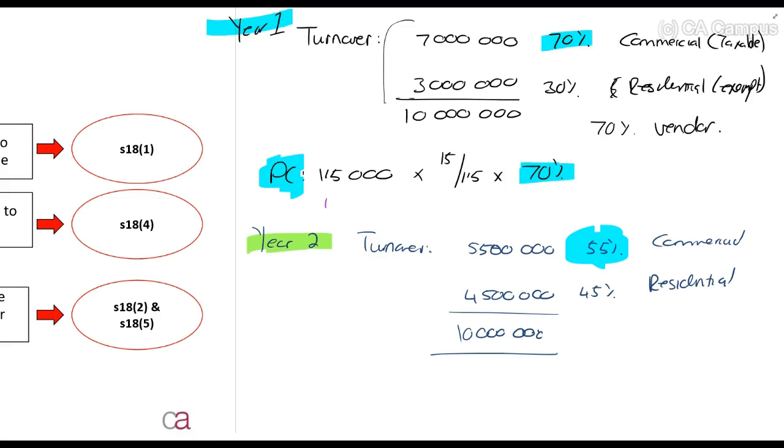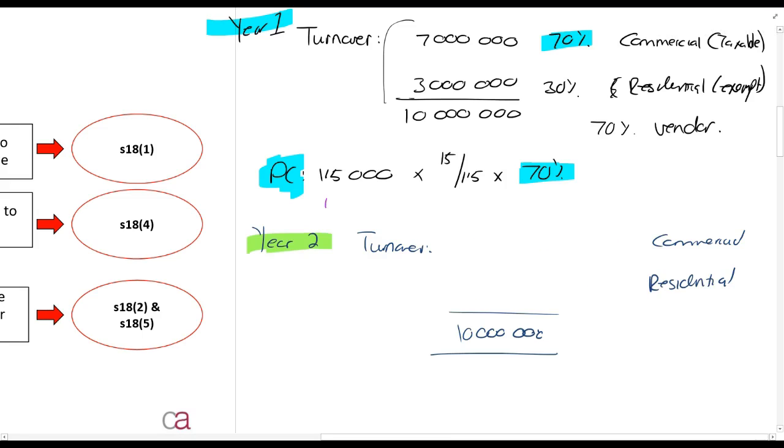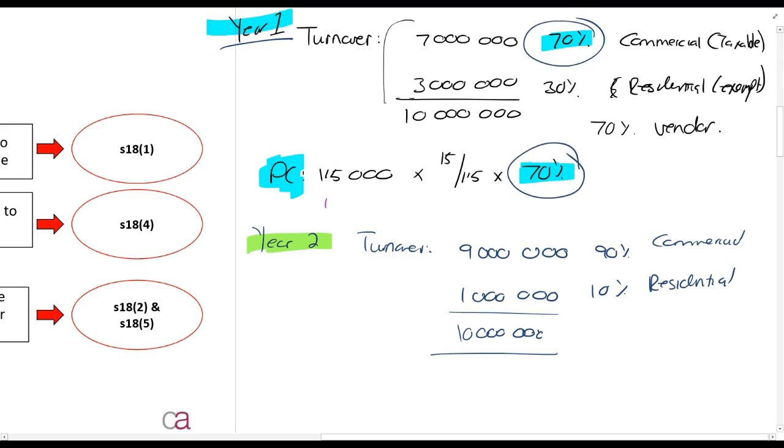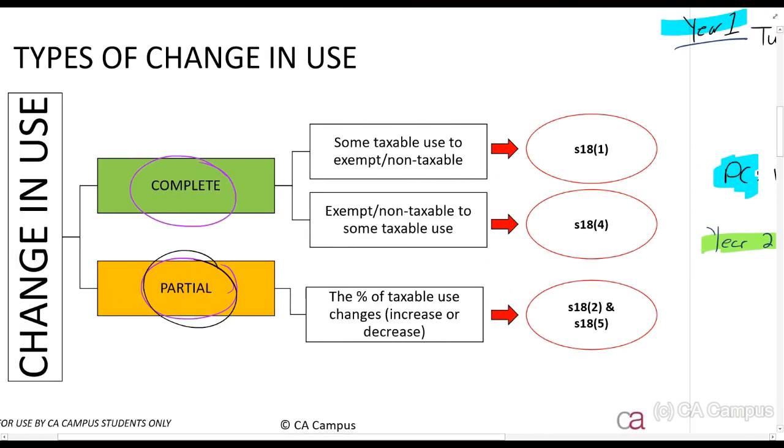So what happens if in year 2 it changes? In year 2, it becomes 9 million rands taxable and 1 million rands exempt. So 90% and 10%. So in year 1, I bought it and I claimed 70%. But in year 2, if I had bought it, it would have been 115,000 times 15 over 115 times 90%. So I claimed 70%, I should have claimed 90. So how am I going to do it? I'm claiming more. That's a partial change in use, what we talk about here.